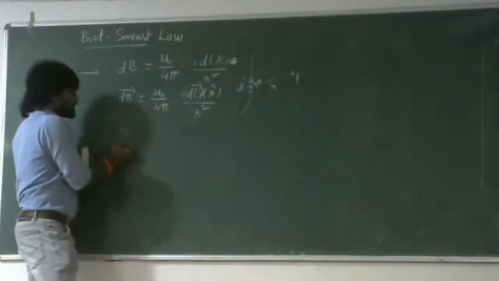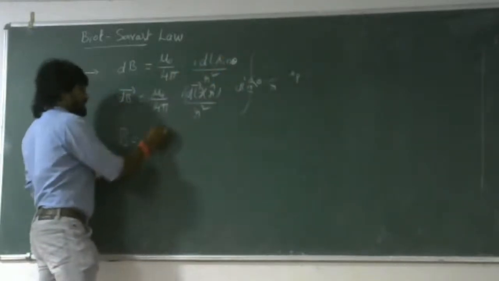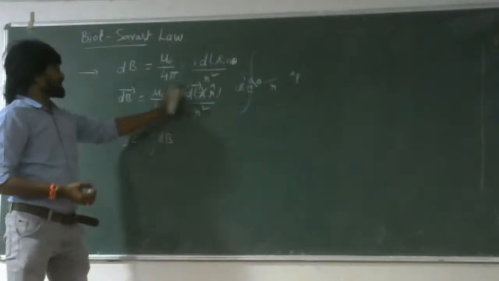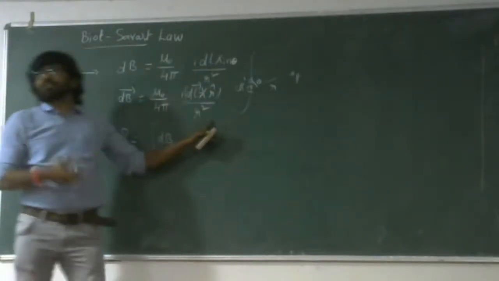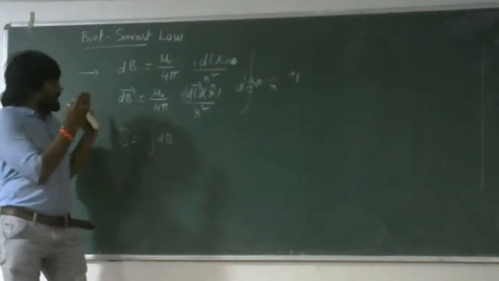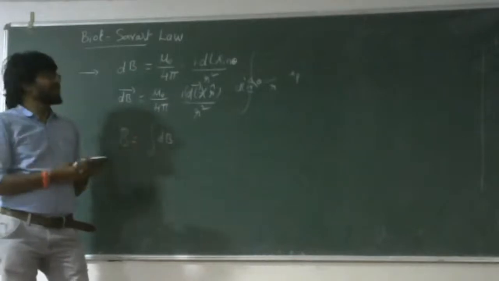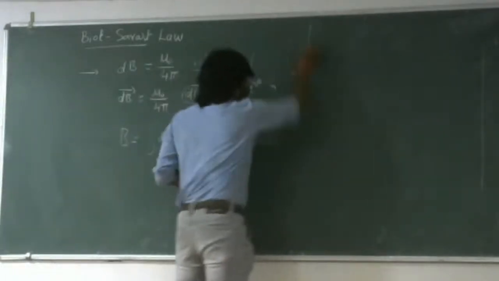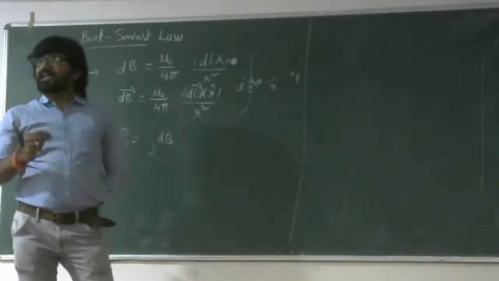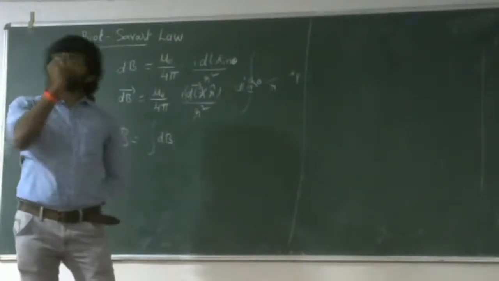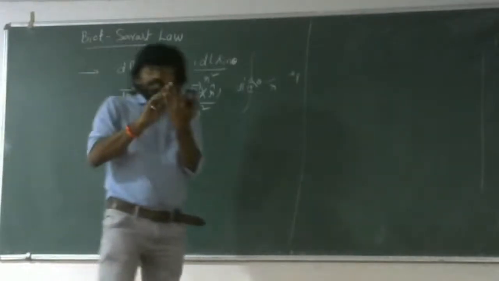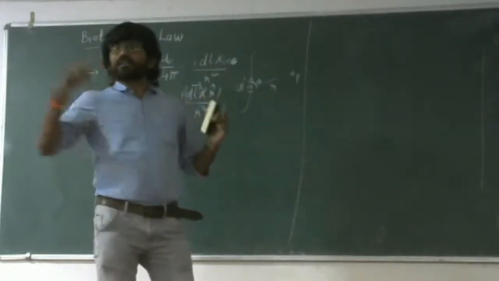Whereas the total field due to the entire conductor is given by the integral of dB. We take the constants out and integrate the remaining factors, and you'll get the total field. By making use of this law, we have already discussed how to find the magnetic field due to a straight current carrying conductor, a finite straight conductor, or a thin current carrying conductor specifically. If the current is very thick, then the field will change because the current will distribute uniformly.